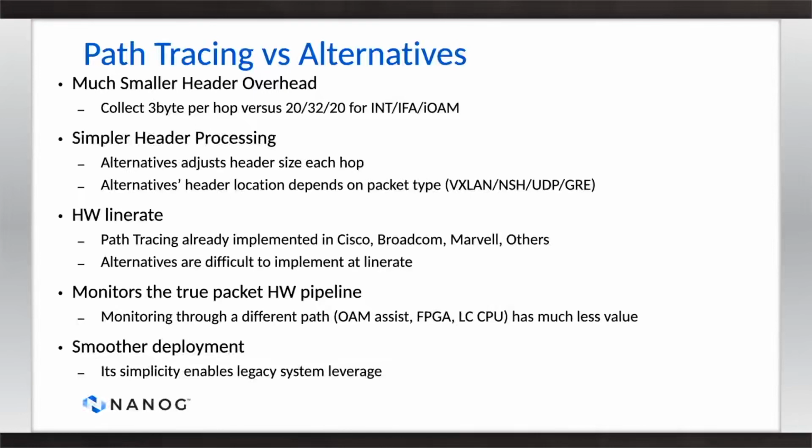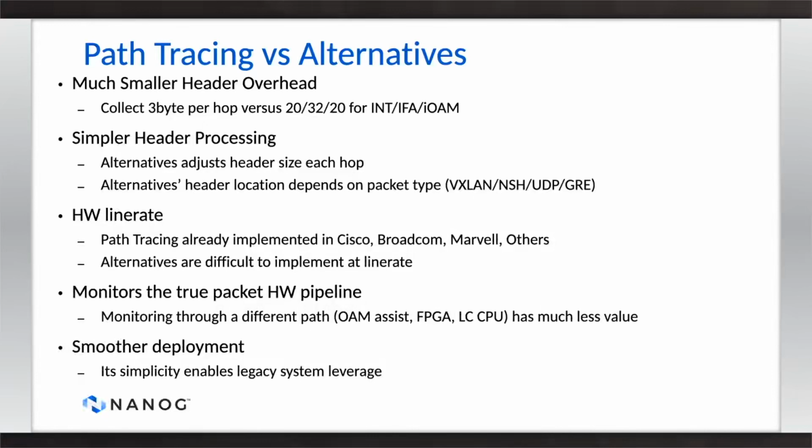And now we look at pad tracing versus alternatives, what's out there. Because I know everybody is like, oh, we've done this, why reinvent the wheel? And I think in the previous slide, we kind of explained what the benefits are. But here, if you want to compare, pad tracing is a much smaller overhead than INT, IFA, and IOAM. They're 20, 32, and 20 bytes respectively. Header processing is much simpler. The alternatives adjust the header size at every hop. The offsets are at different locations, so this is not as hardware friendly, whereas pad tracing is hardware optimized.